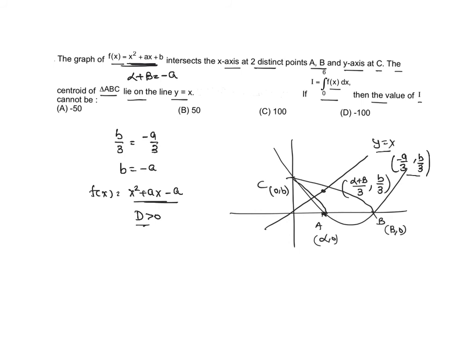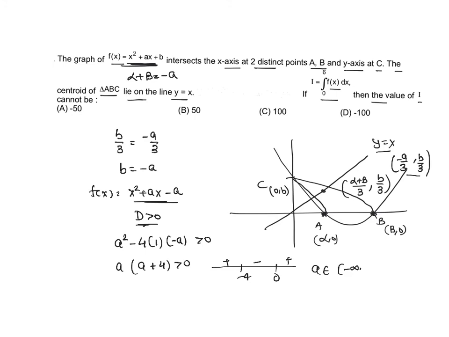If we want a triangle, then A and B should be different, so D should be greater than 0. So b square minus 4ac, where a is 1 and c is minus a, should be greater than 0. So a square plus 4a greater than 0. The roots are minus 4 and 0, with signs plus, minus, plus. So a belongs to minus infinity to minus 4 union 0 to infinity, or we can say a should not belong to the closed interval minus 4 to 0.